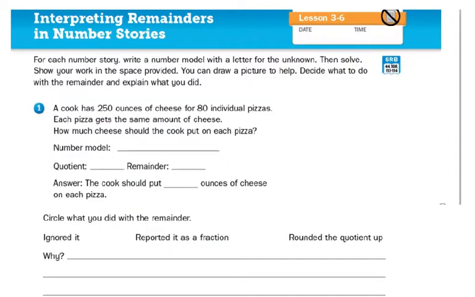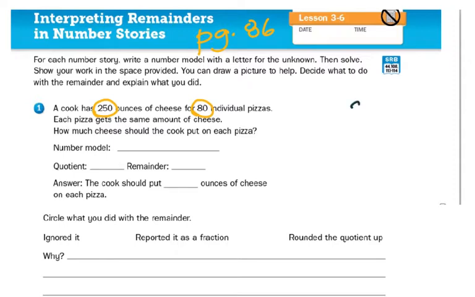Continuing in our math journal, we're going to do a little bit more with interpreting remainders in number stories. We're on page 86. For each number story, write a number model with a letter for the unknown called the variable. Then solve. Show your work in the space provided. You can draw a picture to help. Decide what to do with the remainder and explain what you did. So a cook had 250 ounces of cheese for 80 individual pizzas. Each pizza gets the same amount of cheese. How much cheese should the cook put on each pizza?